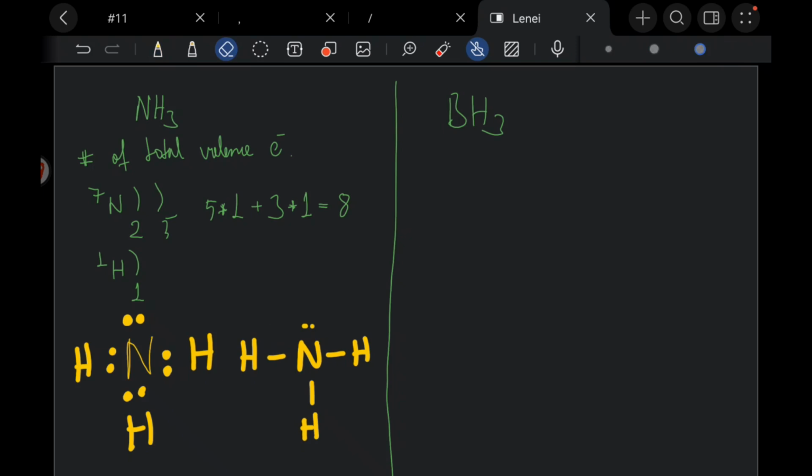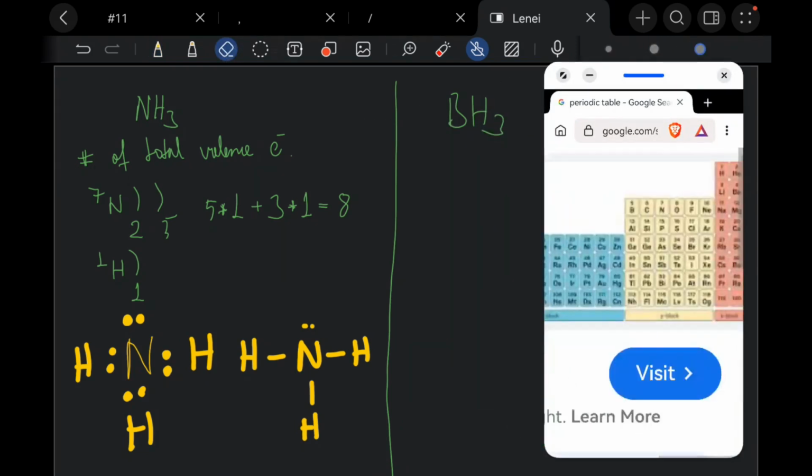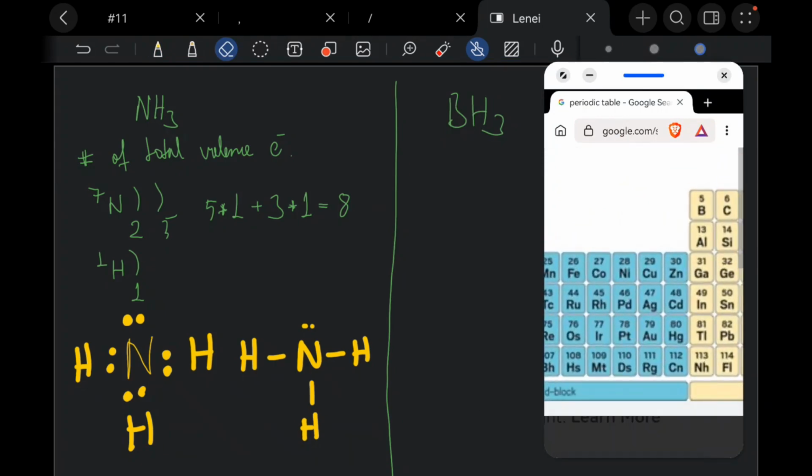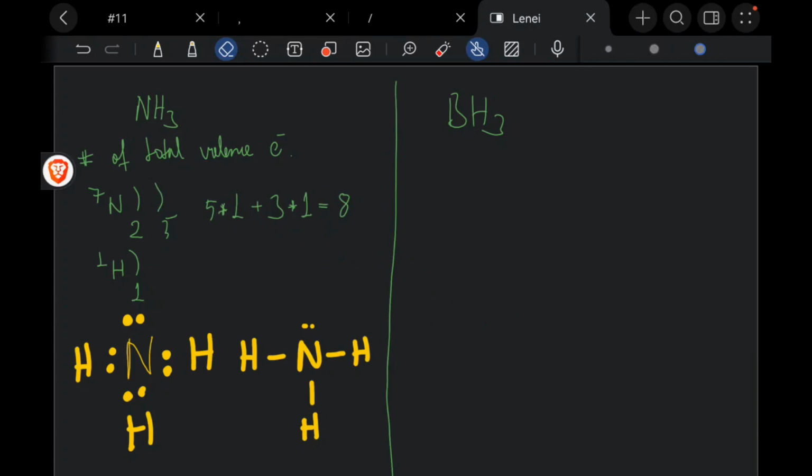And we can also look at borane. This is a borane molecule, and this molecule has an octet rule exception. The reason is that boron has 3 valence electrons. If you look at boron in the periodic table, it has 5 electrons, and we can write the valence electron configuration 2 and 5, no, 2 and 3. So boron has 3 valence electrons, and hydrogen has 1 electron.